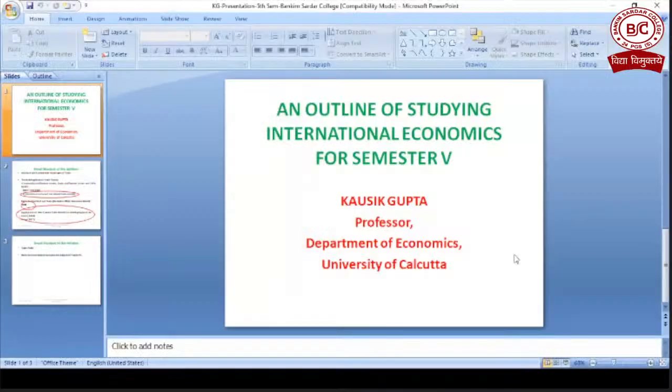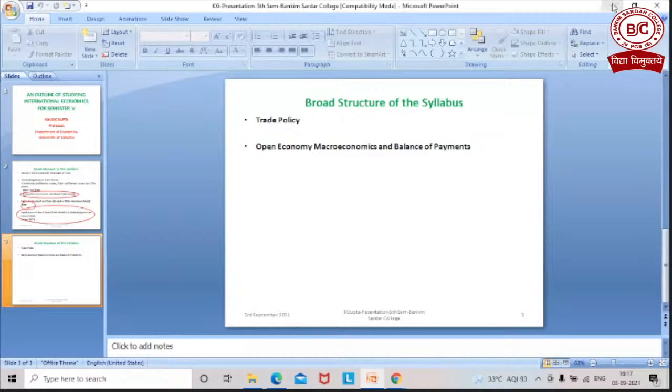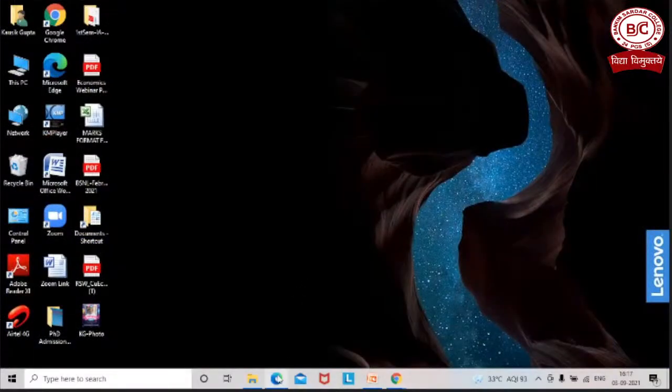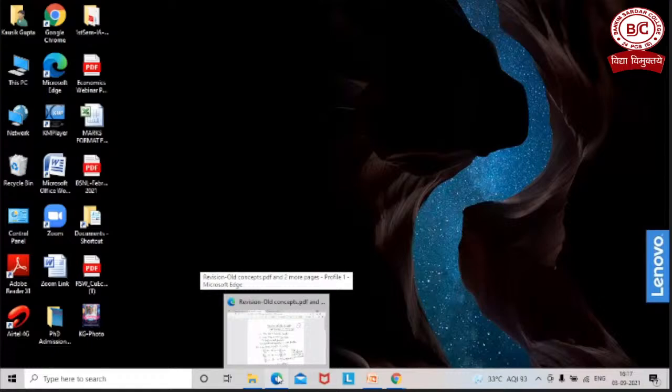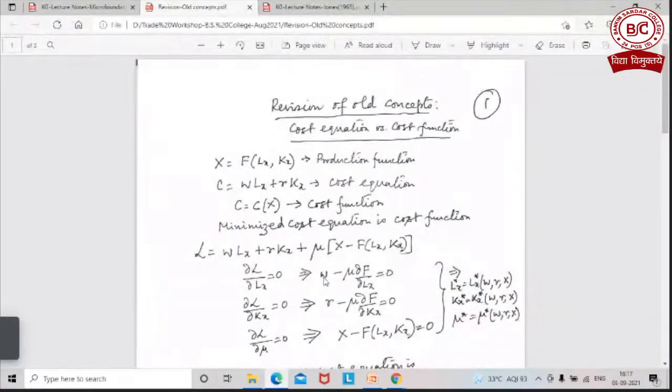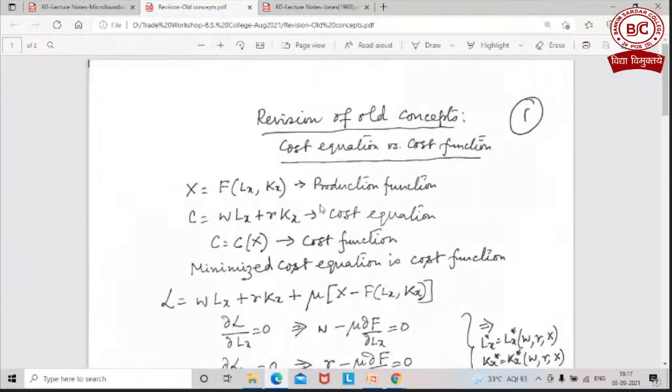So I shall start, of course, with the discussion on the foundation of neoclassical trade models, but I shall start from a revision, just a brief revision of the old concepts. Earlier these things were included in the postgraduate syllabus. Now these are shifted to the undergraduate level because basically these are things of undergraduate level. All of you know about production function. All of you know about cost equation or isocost curve.